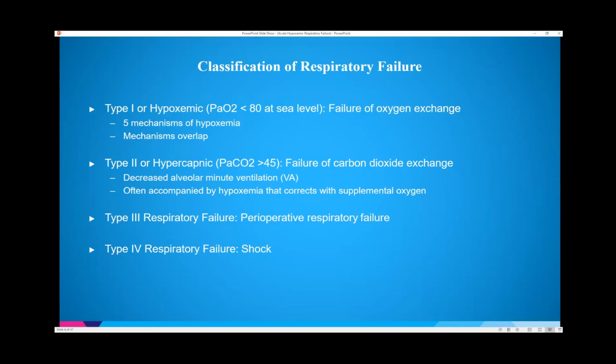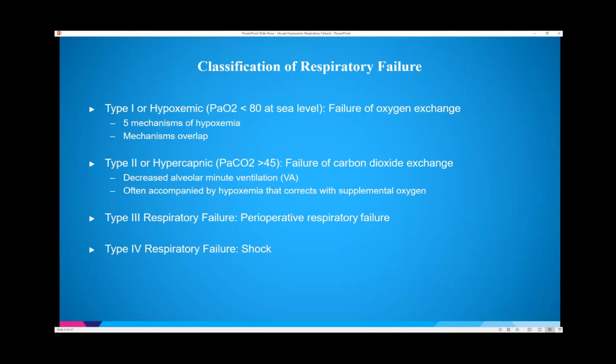Like I said, I broke this up into 5 mechanisms to simplify, but there's a lot of overlap between the different mechanisms. Type 2 or hypercapnic respiratory failure, the hallmark being elevated carbon dioxide. And so there's a failure of CO2 exchange. This is basically with a decrease in alveolar minute ventilation. And to calculate alveolar minute ventilation, you need to understand the amount of lung that has dead space in it. That's a complex topic beyond the scope of this discussion, but just something to be familiar with.